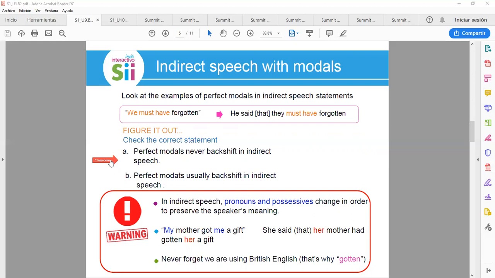Warning. In indirect speech, pronouns and possessives change in order to preserve the speaker's meaning. Example: "My mother got me a gift." She said that her mother had gotten her a gift. Next example. Never forget we are using British English. That's why we use gotten instead of got.